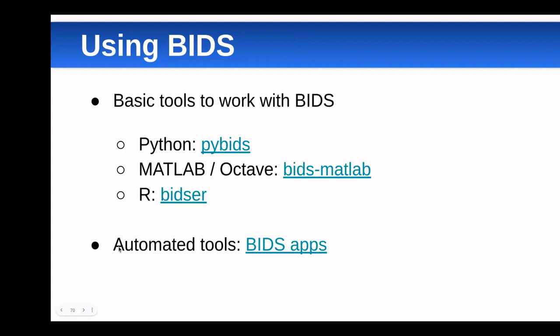So yeah, on the one hand, I was showing you the very low level tools to work with BIDS, and then there are also very high level tools that are usually fully automated, called BIDS apps. The way they work is that you give them a BIDS dataset and they will run an entire pipeline on it. The most famous ones are, for example, MRIQC to do quality control on your data, or fMRIPrep to preprocess your data, but there are plenty of others that are listed on this website here.